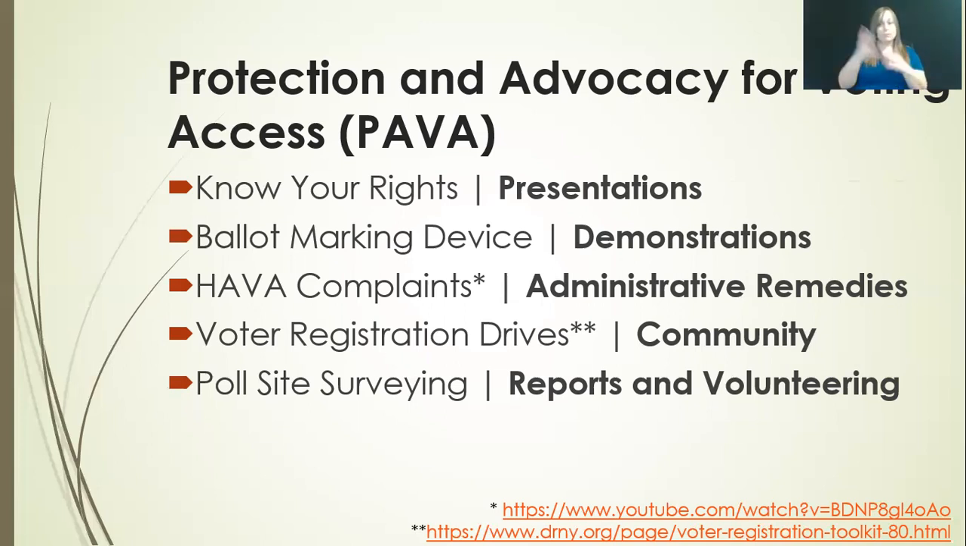Even if you are not a person with a disability and you, for instance, try to use the ballot marking device and it's broken, you can file a complaint on behalf of voters with disabilities because it would be a barrier to someone with a disability needing to use that device. And if you look at the bottom right corner of the slide, there is a link to an explainer video from Disability Rights New York that talks more in detail about the HAVA administrative complaint process.